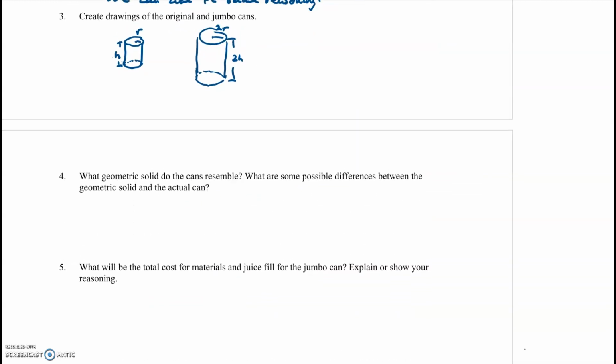Here we go, number 4. What geometric solid do these cans resemble? Well, they look to me like cylinders. And what are some possible differences between the geometric solid of a cylinder and the actual can? Well, cans will usually have a lip on top and an indentation on the bottom.